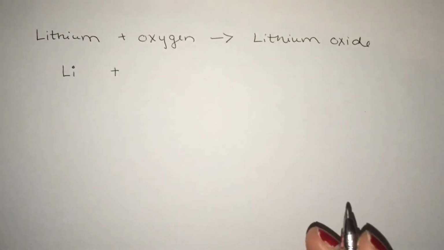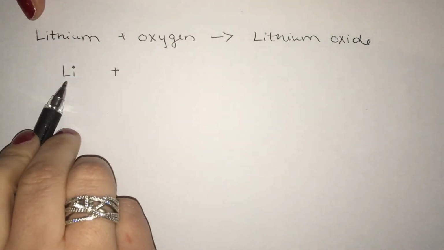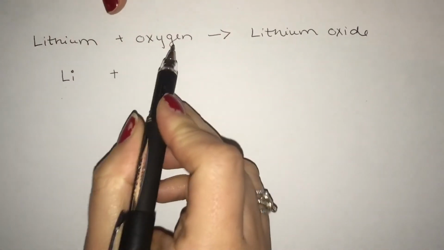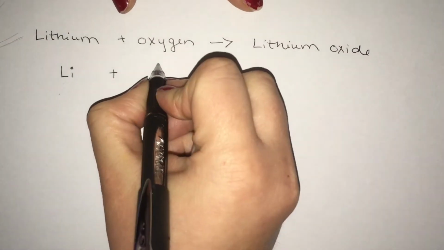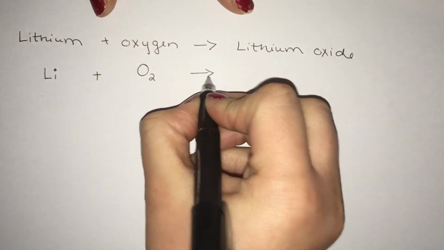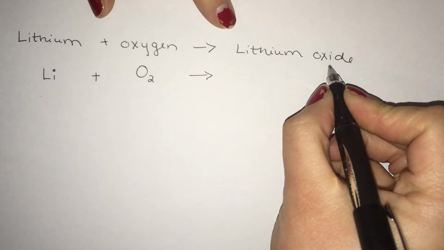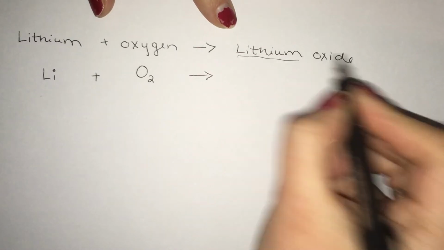Okay, sorry, interruption. So this is not a diatomic element, so we brought the lithium down. Oxygen is a diatomic element, so it will be brought down as O2. And then we will bring down the yield sign. Lithium oxide is not an element, it's a compound, and it's an ionic compound because this is a metal.